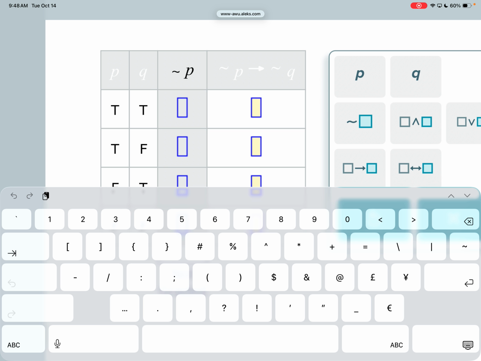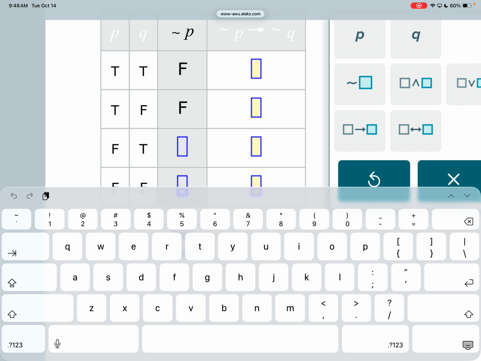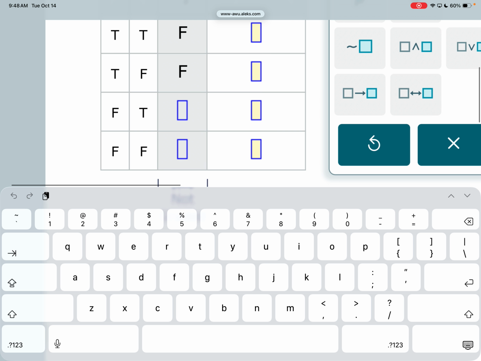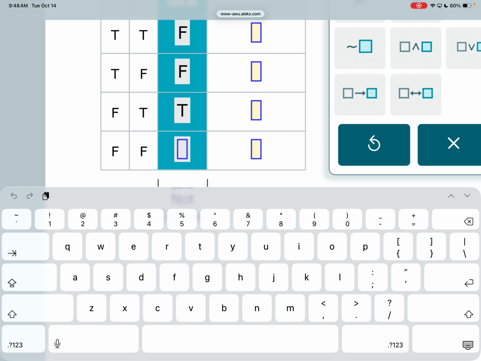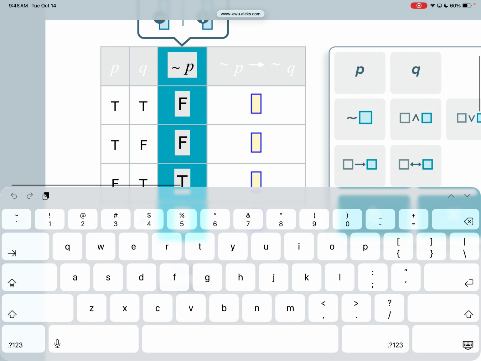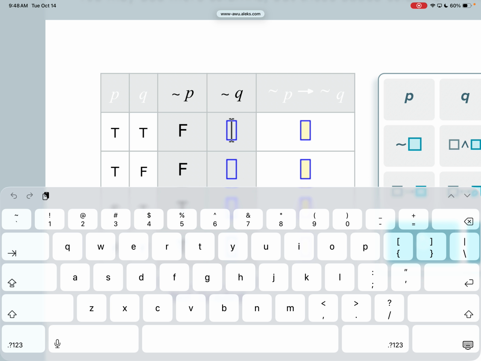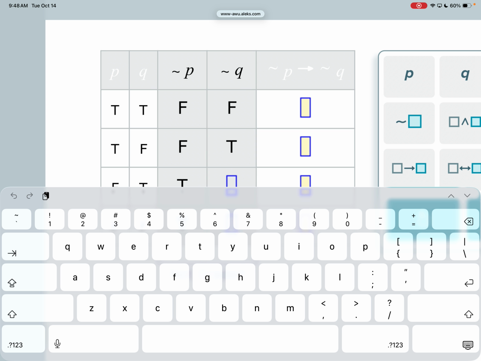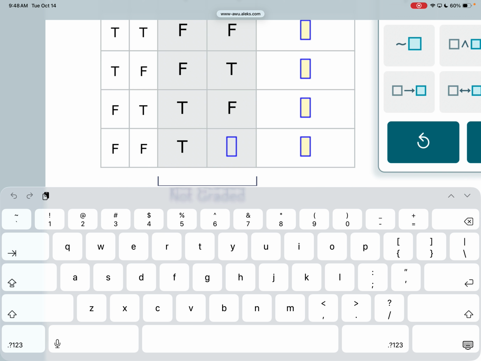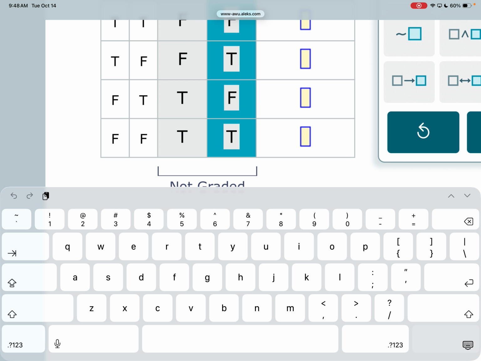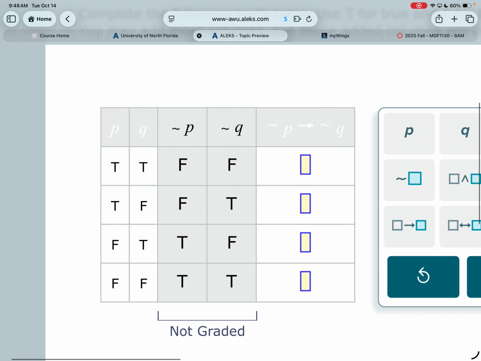Okay, so not P is the opposite of P. So false, false, true, true. Then I'm going to find not Q. So not Q would be false, true, false, true. Okay, so I need to find if not P, then not Q.